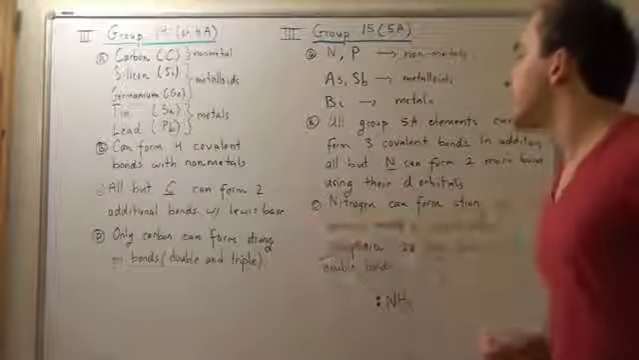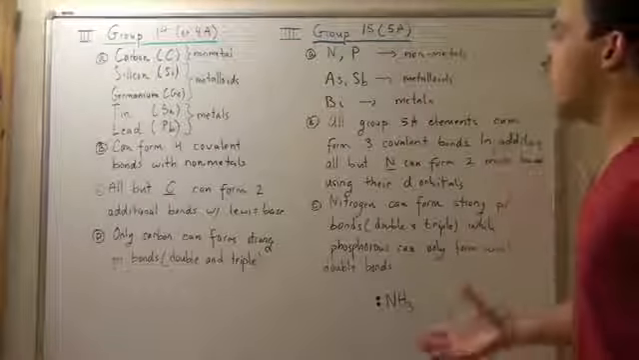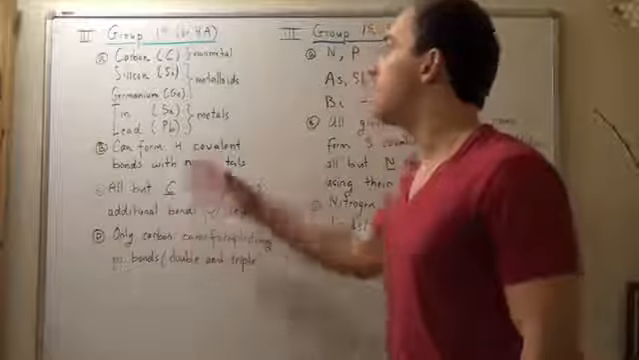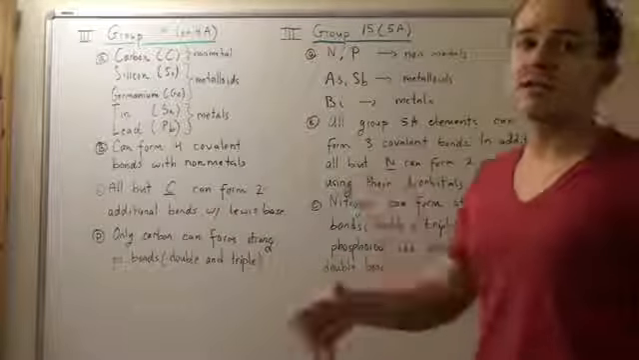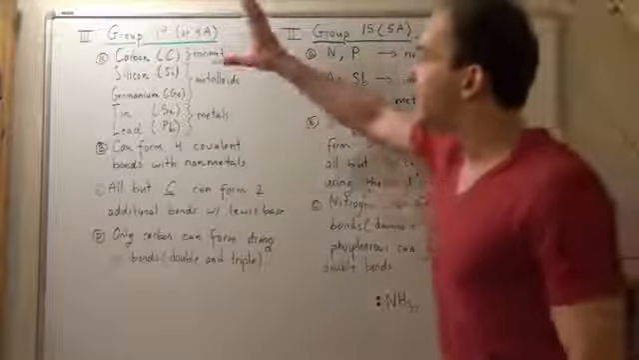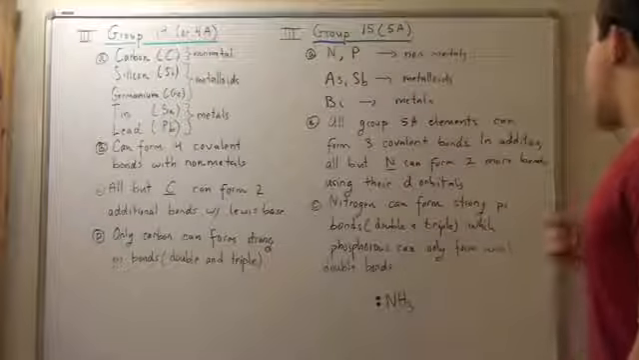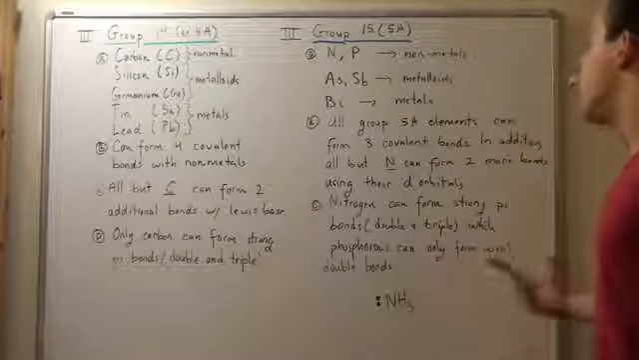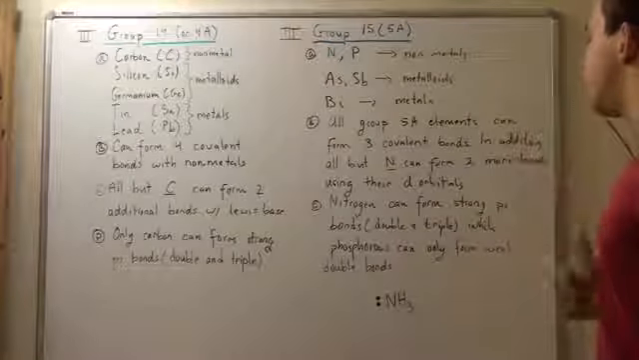Let's look at C. Now nitrogen can form pi bonds, just like carbon can form pi bonds in group 14. And these pi bonds can be triple bonds or double bonds, and they're relatively strong. But unlike group 14, we have one more atom here, our phosphorus, that can form a double bond. But it's a weak double bond. But regardless, it's still a double bond, a pi bond.